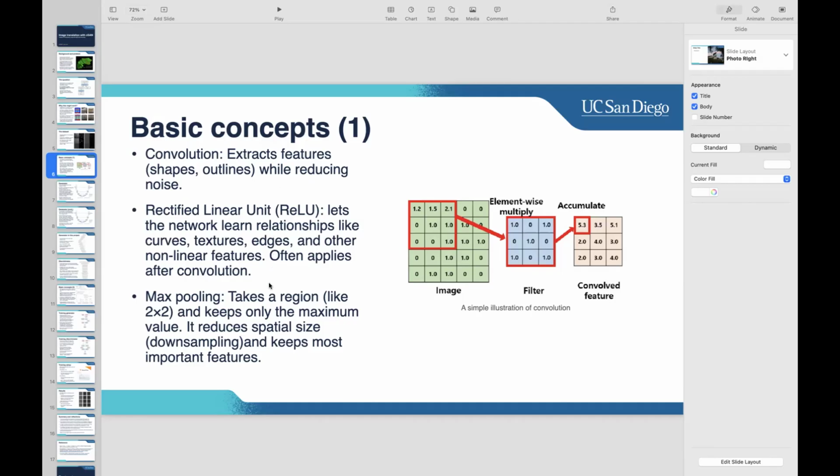And there's also max pooling. It takes a region like 2 by 2 and keeps only the maximum value. This is a way to reduce the spatial size. It's also called downsampling, and it keeps the most important features.